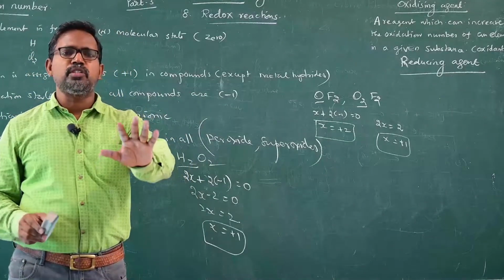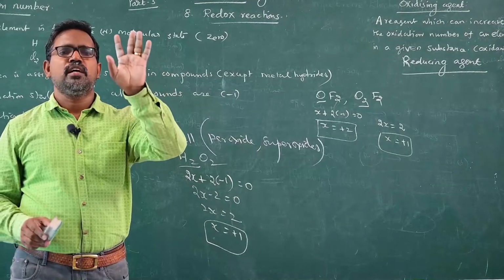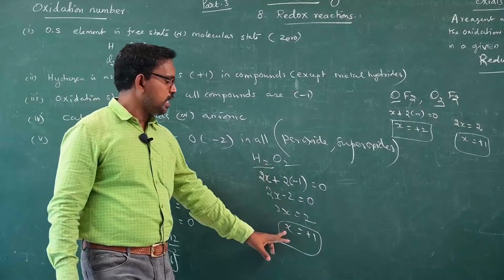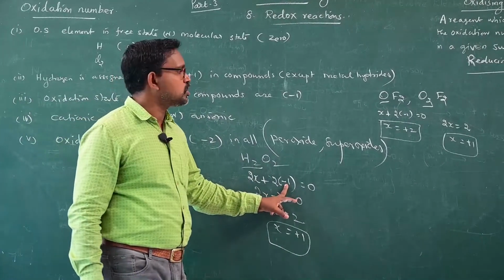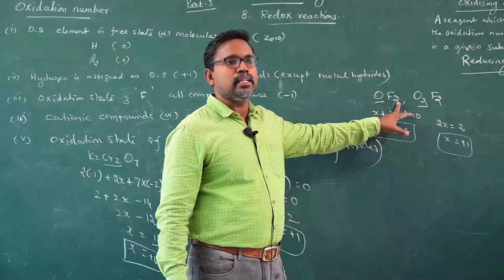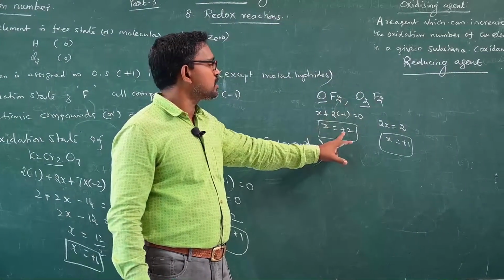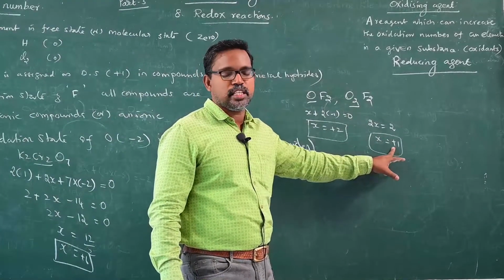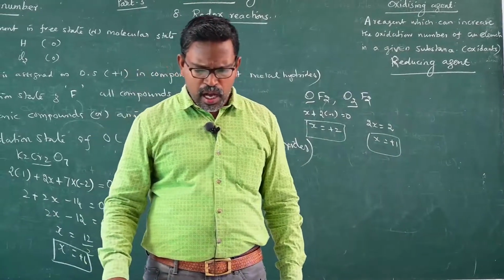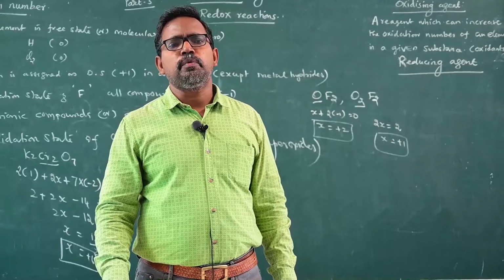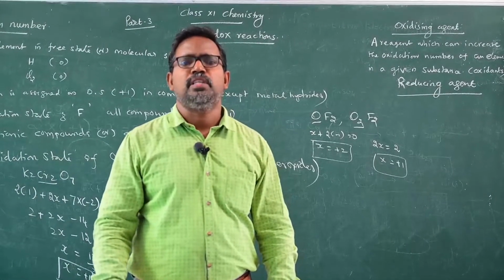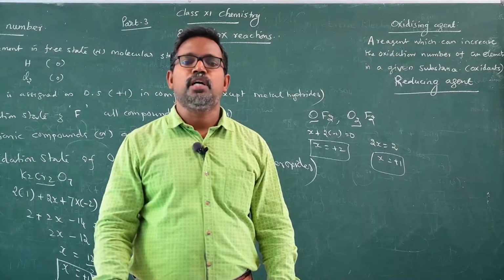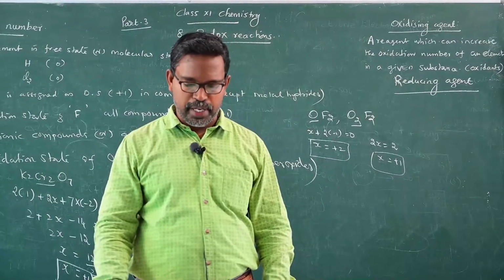In normal compounds, oxygen shows the oxidation state of minus 2. In some other compounds, peroxides, the oxidation state is minus 1. In oxygen difluoride, the oxidation state of oxygen is plus 2. In dioxygen difluoride, the oxidation state of oxygen is plus 1. And also the oxidation state of neutral molecules, that is helium, neon, argon, krypton, xenon, etc., may be 0.